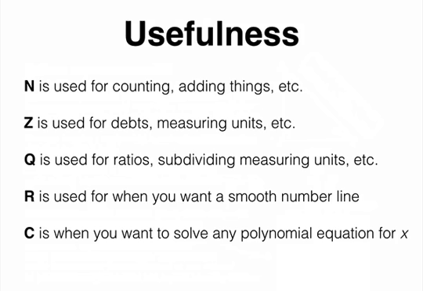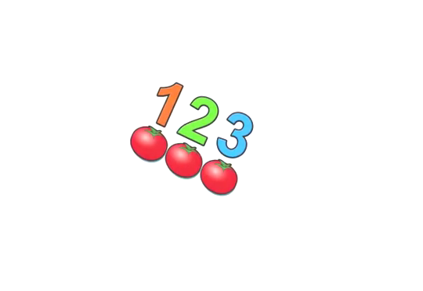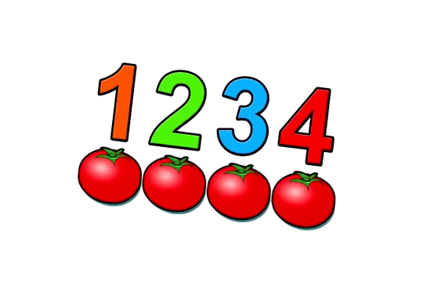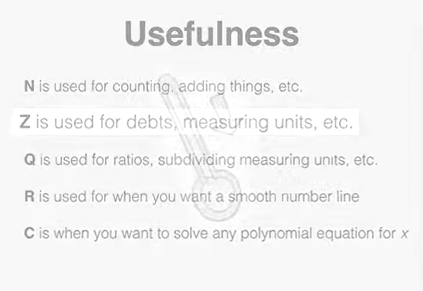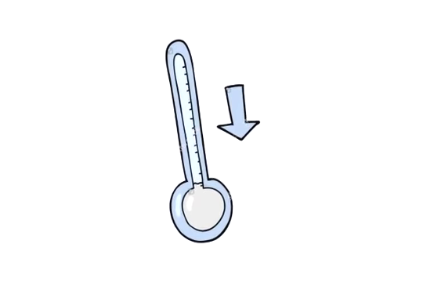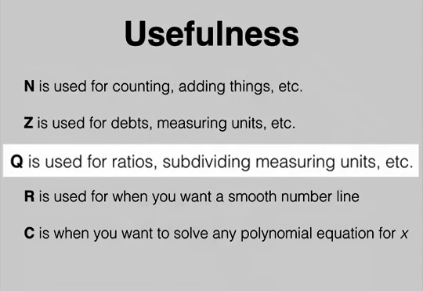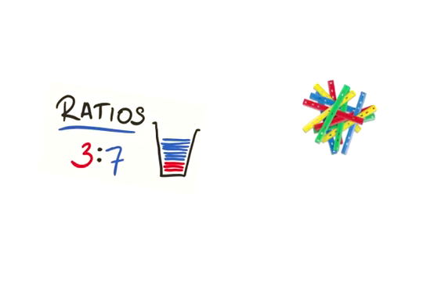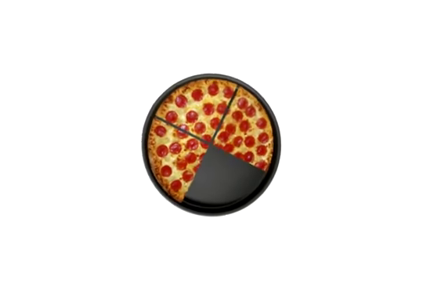So, how are these sets used? Let's review. The natural numbers were used way back when for counting, adding up things, and stuff like that. The integers, Z, that set is used for debts, measuring things that are below zero, like temperature or depth. Q, the rational number set, is used for ratios and subdividing, rulers and measuring units. So you can divide a pizza among 3 people.